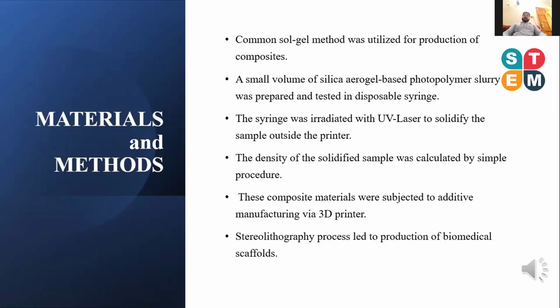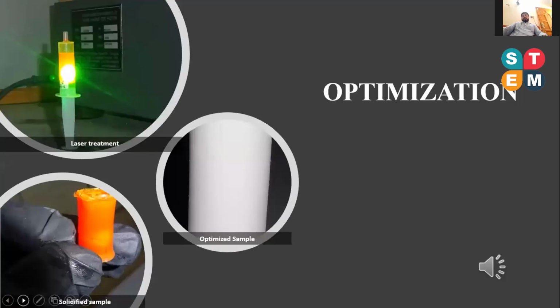Once we optimized a composition, the optimized composition was made in large amount because the 3D printer vat requires a large volume of the material. So the optimized slurry was put into the vat of the 3D printer, and the stereolithography process was used to produce the biomedical scaffolds. Next, please.